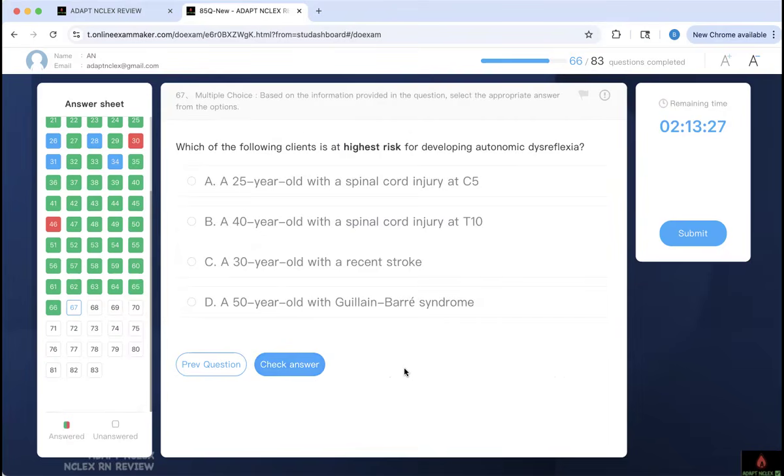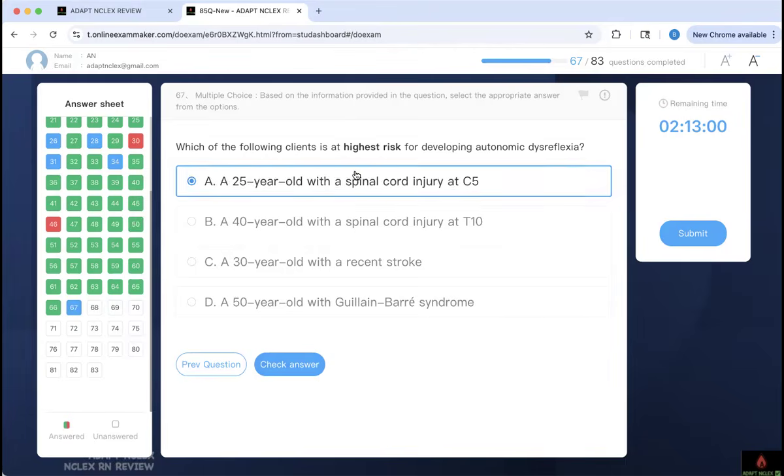Which of the following clients is at highest risk of developing autonomic dysreflexia? A 25-year-old with spinal cord injury at C5, a 40-year-old with spinal cord injury at T10, or a 30-year-old with a recent stroke, GBS patient. What is your priority, and which one is highest? The question says spinal cord injury, autonomic dysreflexia, anything above T6. Which one is above T6? T5.